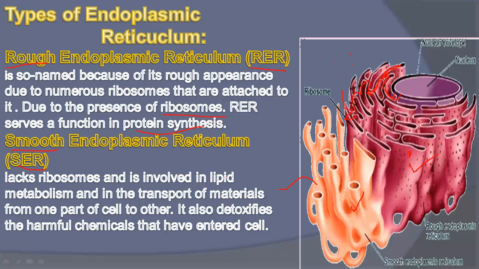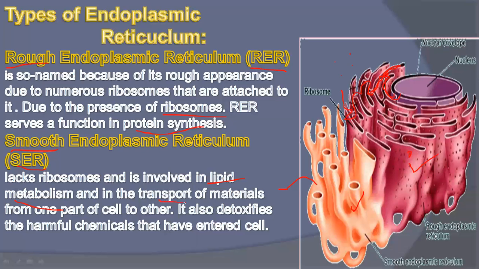Okay, the next one is smooth endoplasmic reticulum. It is smooth because it doesn't have ribosomes on it, so its appearance is very smooth from outside. So what is the function of that? Its very important function is lipid metabolism. It does not have ribosomes, so it doesn't do protein synthesis, but it does lipid metabolism. Lipid is a very big molecule of fatty acids, so it breaks down in the smooth endoplasmic reticulum, because it has some enzymes which break this down.